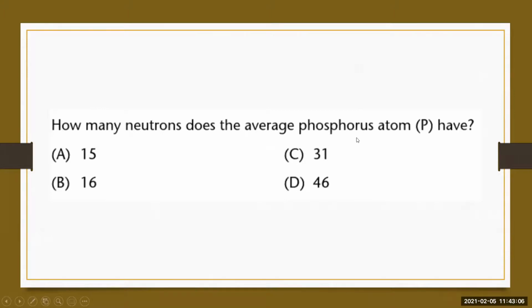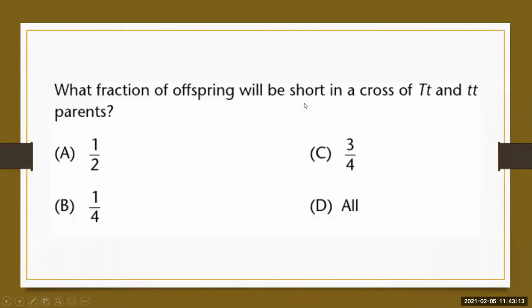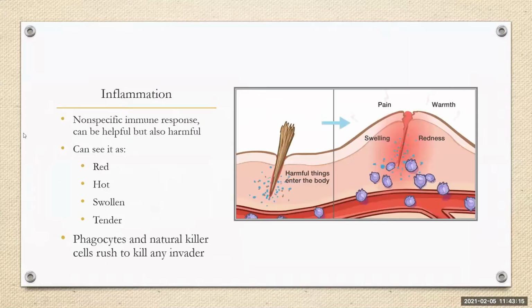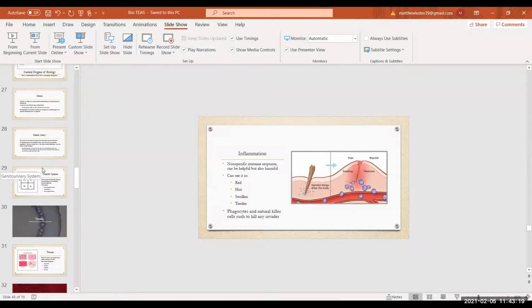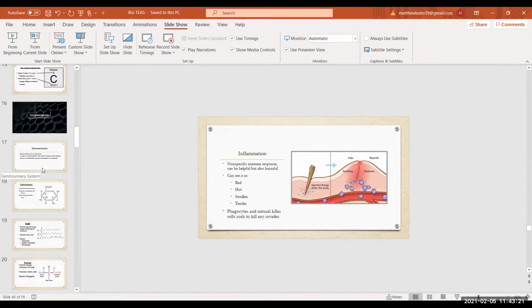So yeah, no problem. How many neutrons does the average phosphorus atom have? So this one, let me go back. It was phosphorus, and it was asking for the number of neutrons. I just need that periodic table.